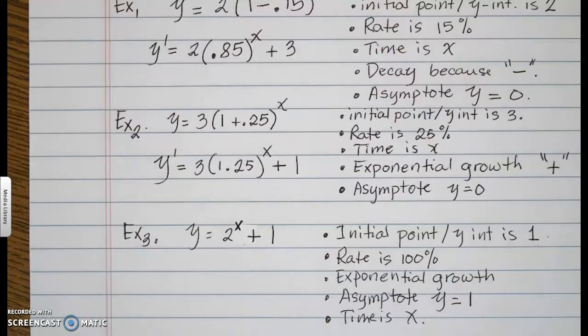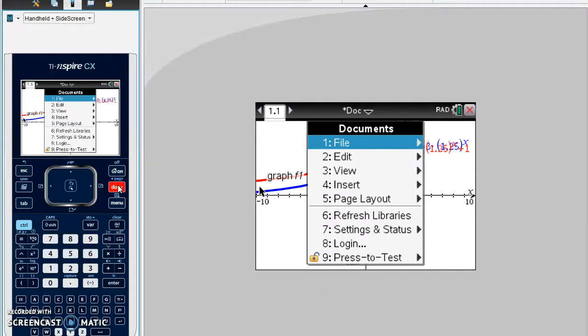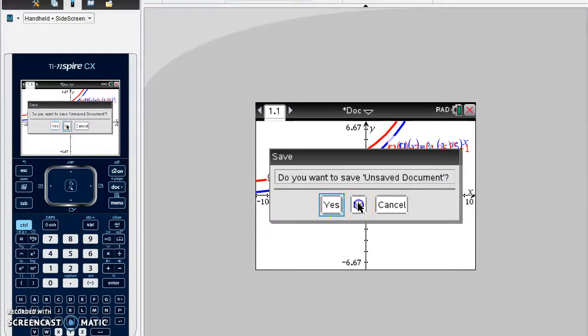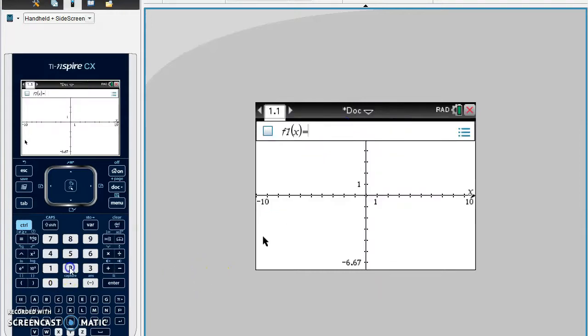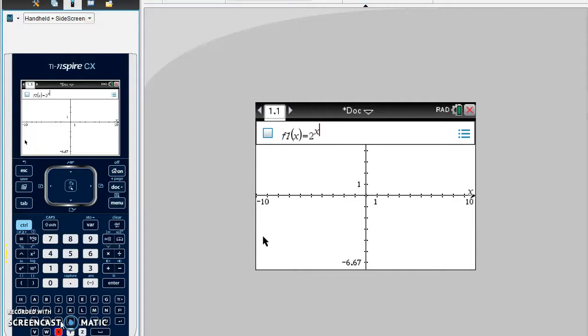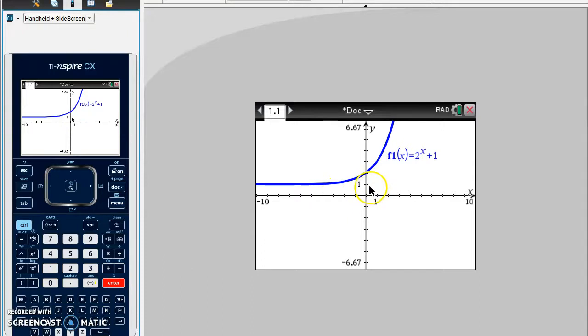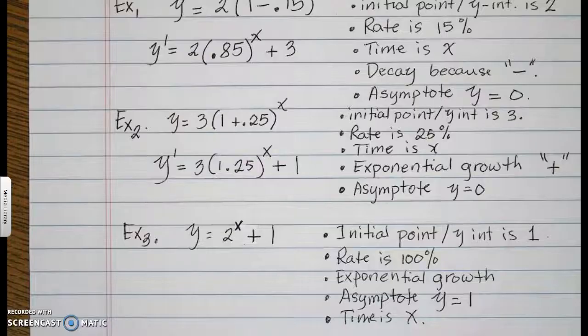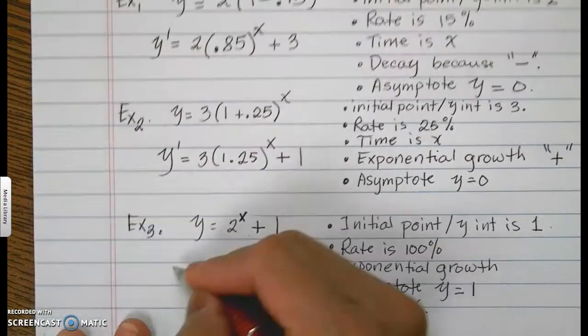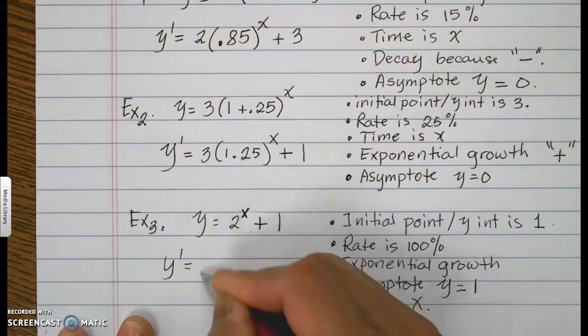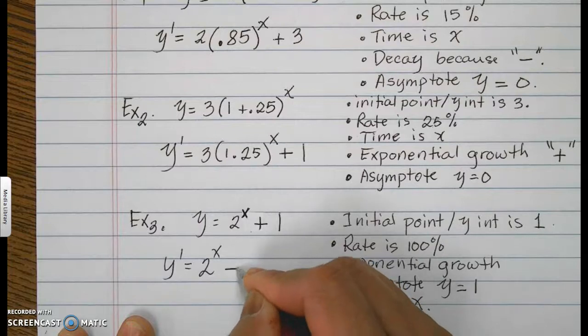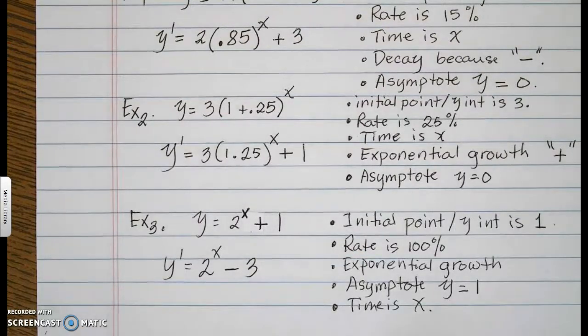Let us go ahead and graph this. Document, File, New, don't save, go to Graph, type in 2 caret x plus 1. That is your imaginary horizontal asymptote right here. It's not being shown, but the asymptote is there. This is your y-intercept. And so if I go back and have my y prime, which is 2 to the power of x minus 3, that means I want to change my horizontal asymptote to negative 3.